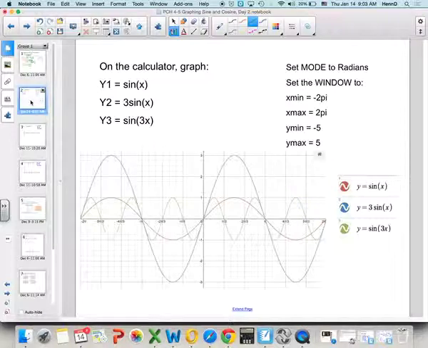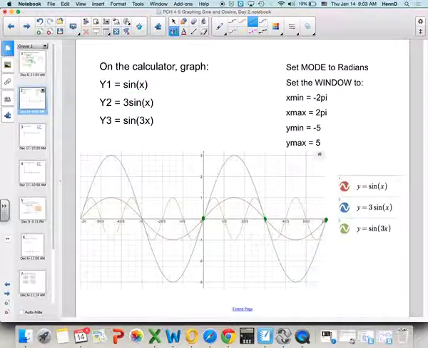However, notice this. See that? The point where it hits the x-axis is actually the same as our original sine function, because nothing has been done to this to adjust it at all horizontally. Okay?